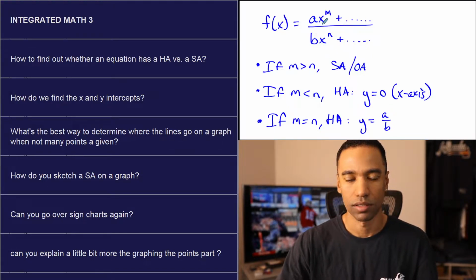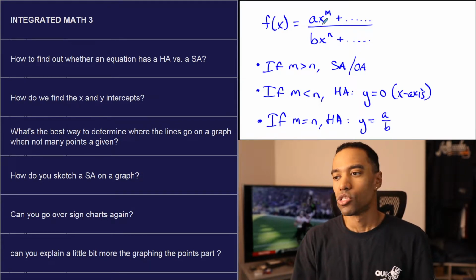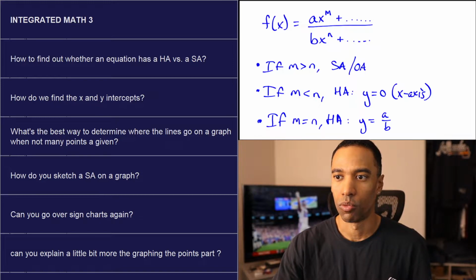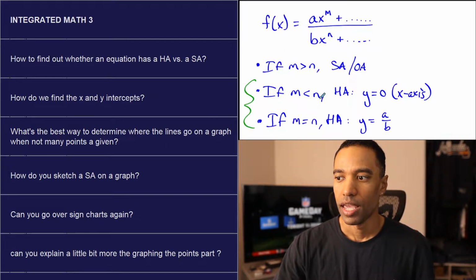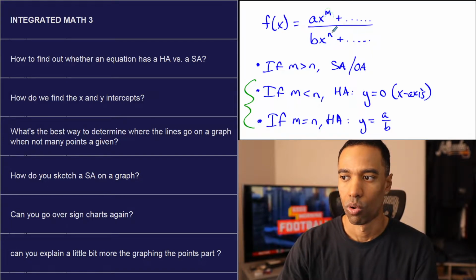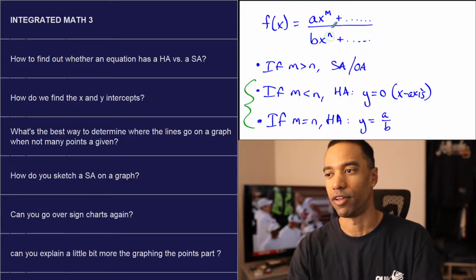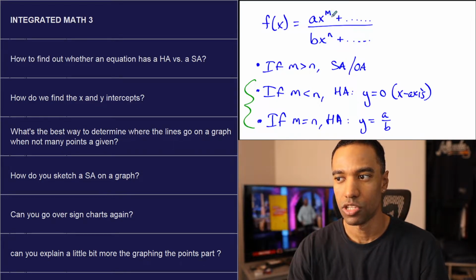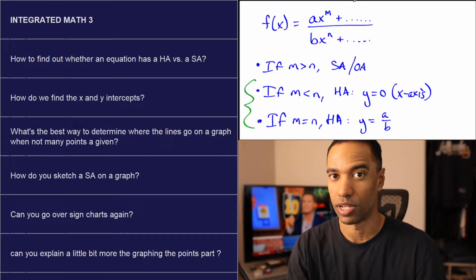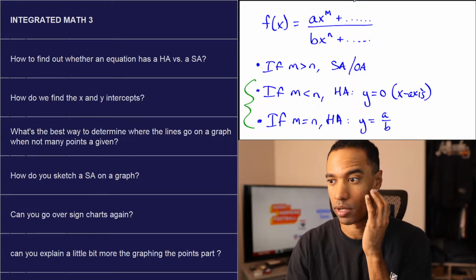The leading coefficients right here, those actual values, you would actually divide those. So now, their question is how to find out whether it has one versus the other. Well, it's horizontal if these are the same or if this is bigger. That answers your question right there. If they're not the same and this is bigger right there, then you'll have a slant or an oblique. So that answers the question. And if that's all you wanted to know, then you can move forward on the thing.